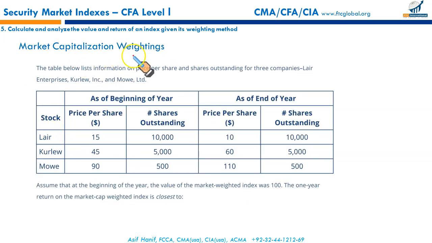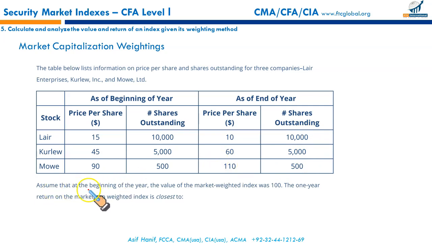Next, market capitalization weighting. Now gentlemen, attention. The table below lists information on price per share and shares outstanding for 3 companies: Layer Enterprises, Curlew Incorporated and Mao Limited. The price per share at the start was 15, 45, 90. These were the shares outstanding at the beginning. The prices are now different: from 15 to 10, 45 to 60 and 90 to 110. And the shares outstanding are the same.